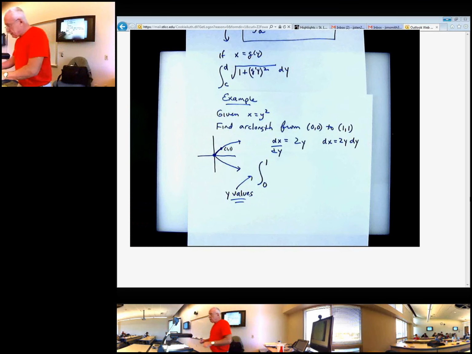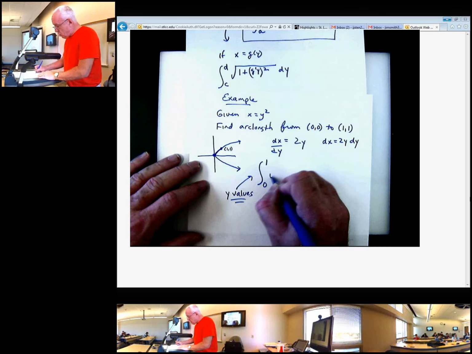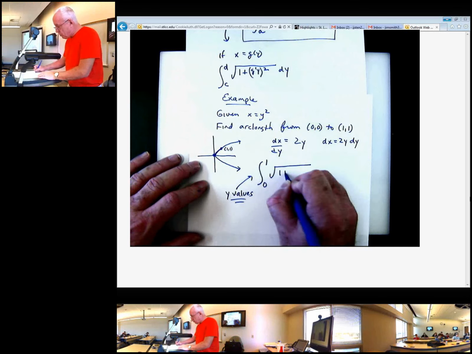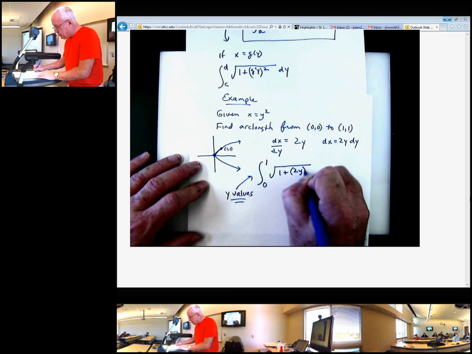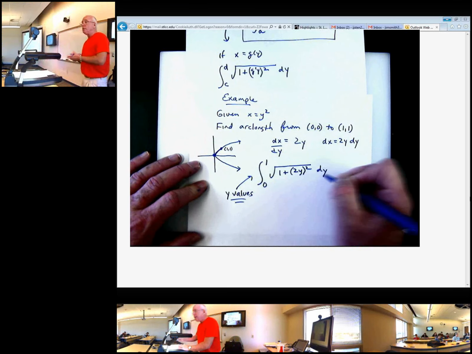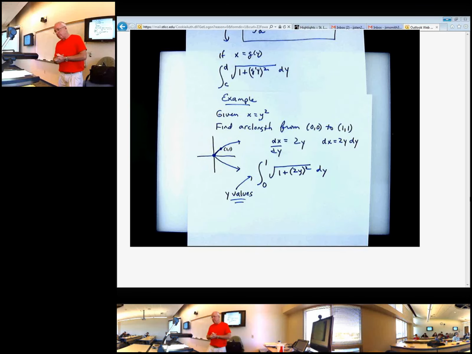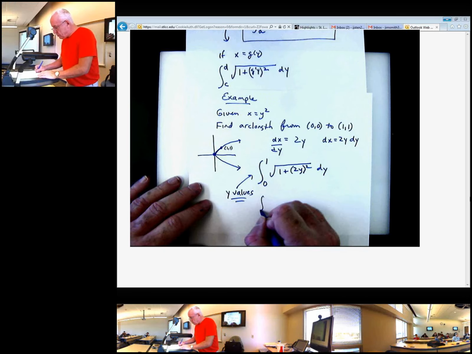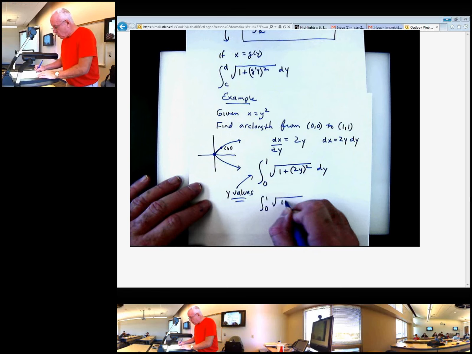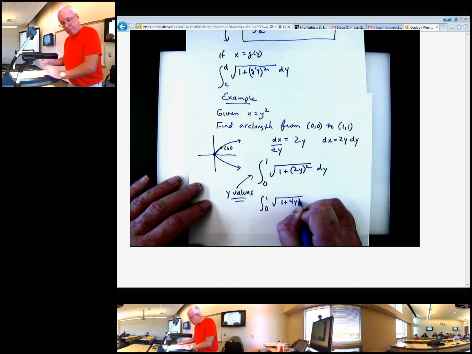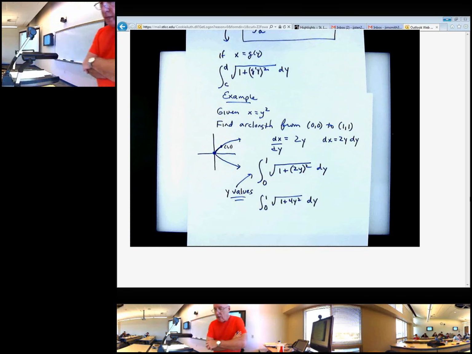So let's plug this in, so that's going to be the square root of 1 plus our derivative squared, so 2y in parentheses squared, and then we have a dy at the end there. Okay, so this is going to be the integral from 0 to 1 of the square root of 1 plus 4y squared dy. Okay.